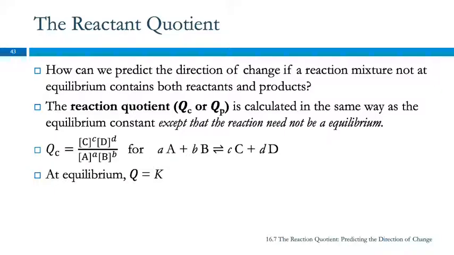Okay? So K, equilibrium concentrations only. Q, whatever we've got. What's going to happen is the reaction is going to proceed either forward or backward until it gets to equilibrium. And at equilibrium, Q is equal to K.